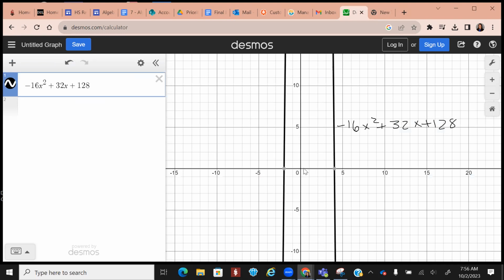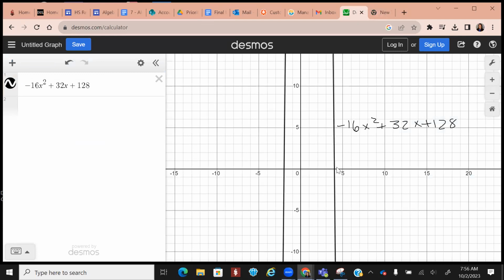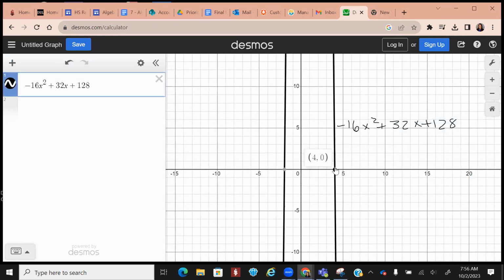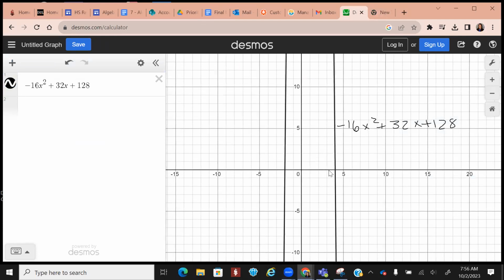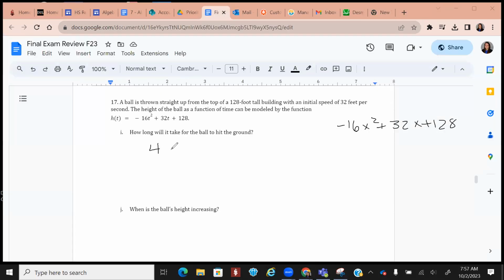So how long does it take before it hits the ground? So from here to here is what we're asking, right? So from 0 to 4, so how many seconds does it take until it hits the ground? 4 seconds.